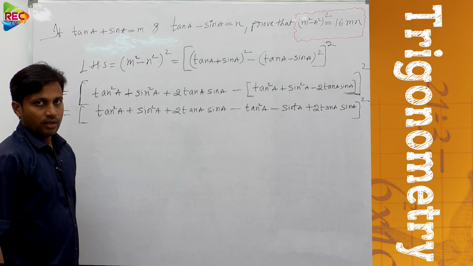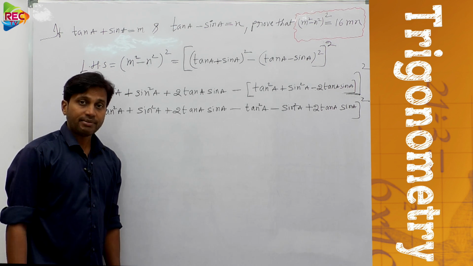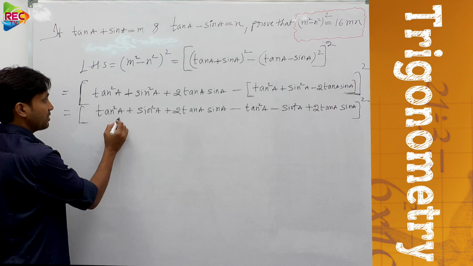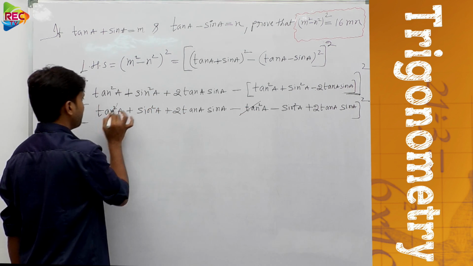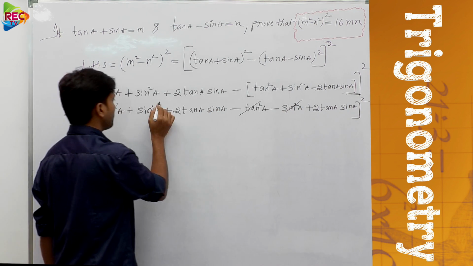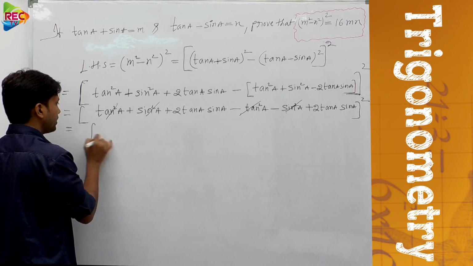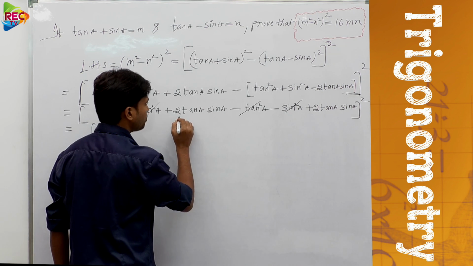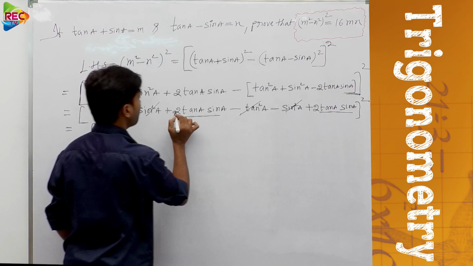Okay. Now let us observe the terms. Here we will get same terms with different signs. See this here, this is tan square A and this is minus tan square A. So we can cancel both of them. And here sin square A minus sin square A, we can cancel them together. And what is left over inside the bracket? Just see. Here in the brackets, this is 2 tan A sin A and this is also 2 tan A sin A with the same sign of plus.